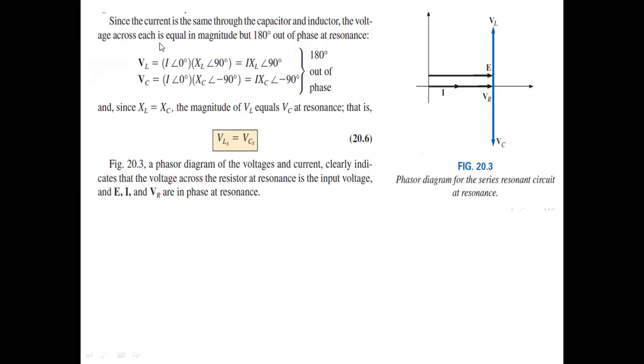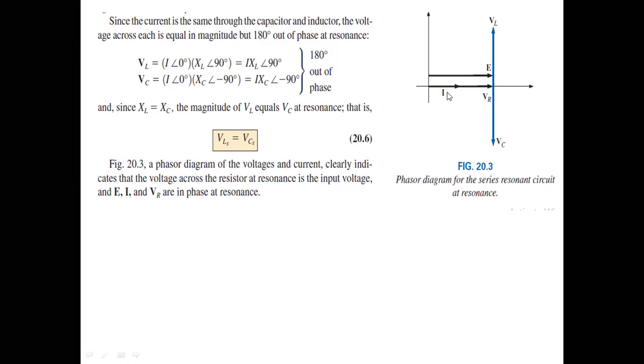So the voltage across each element will also be equal in magnitude, but 180 degrees out of phase, because V is equal to IXL. So I at an angle of 0 degrees, jXL. j means 90 degrees. So IXL at an angle of 90 degrees. This is the voltage drop across the inductor. Now the voltage drop across the capacitor will be equal to I at an angle of 0 degrees, same I, and XC minus jXC, XC at an angle of minus 90 degrees, IXC at an angle of minus 90 degrees. So XL and XC are equal, so IXL and IXC will have the same value, but these two are out of phase.